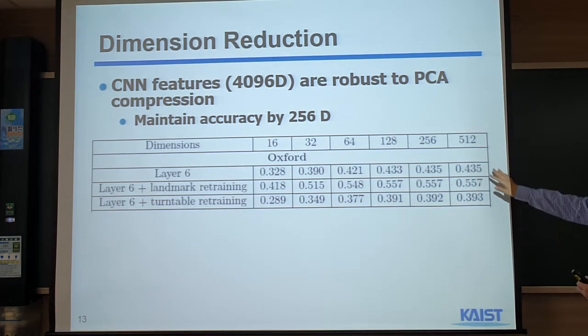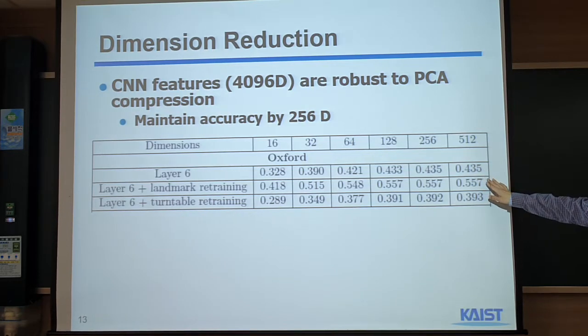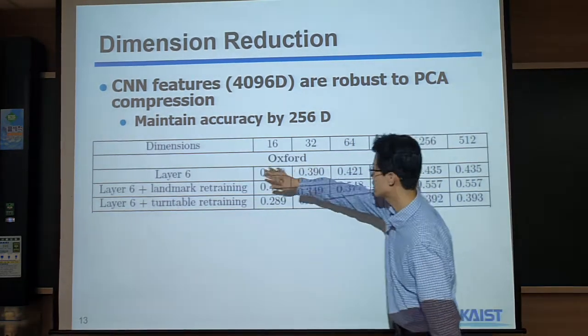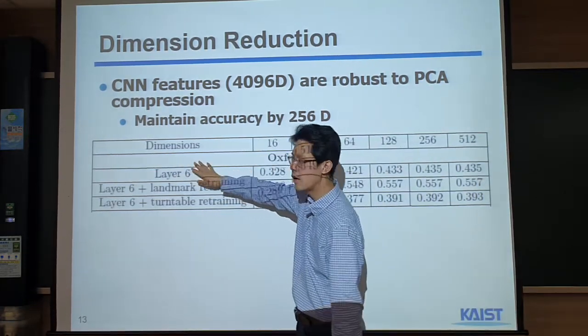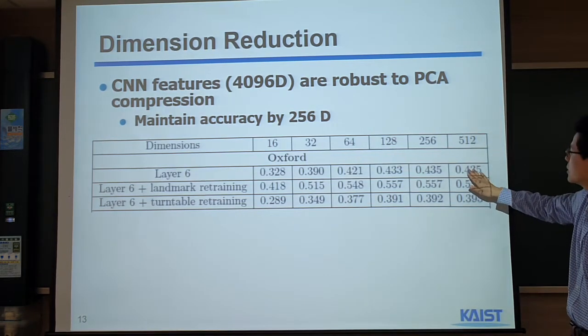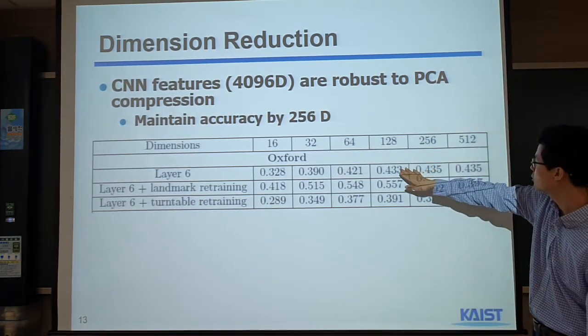So they identified that, in this case, they are using layer 6 of the convolutional neural net architecture. Their accuracy is kind of stable down to 500, even 200, even 128.